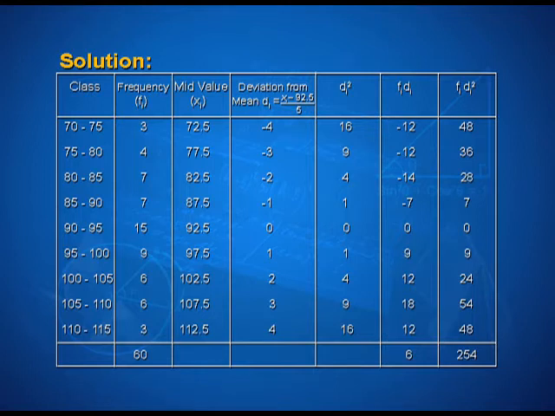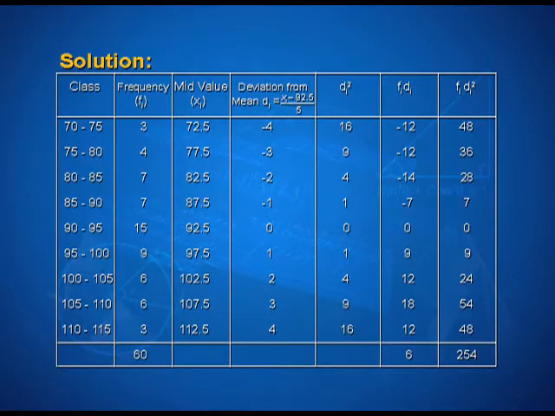Next column shows us di square, that is square of the deviations. 4 4s are 16, 3 3s are 9, 2 2s are 4 and so on. Next column gives us the product of Fi and di, that is 3 into minus 4 is minus 12, 4 into minus 3 is minus 12, 7 into minus 2 is minus 14 and similarly we can find out the sum, it comes out to be 6.